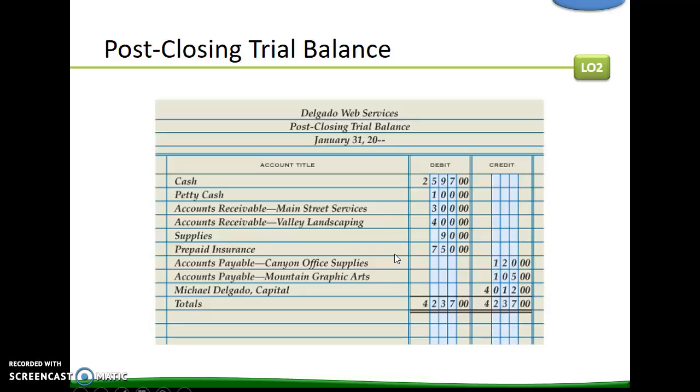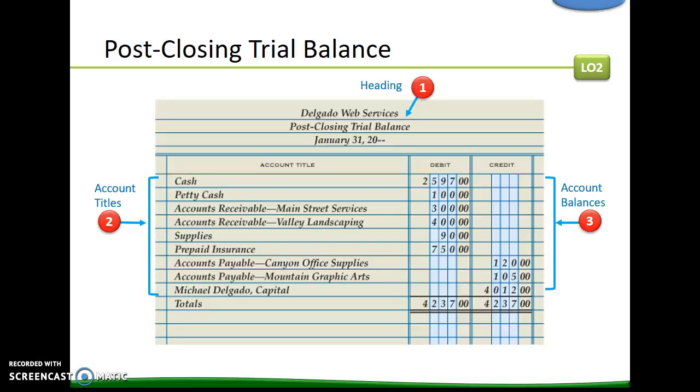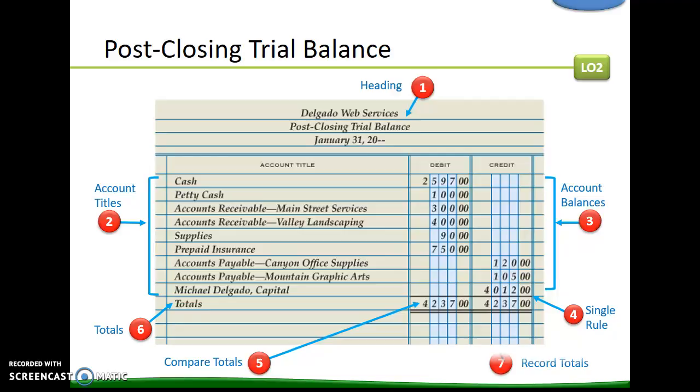We're not reversing them, we're not closing them, we're not taking the debits and making them credits, or taking the credits and making them debits like we did when we closed them. We are simply putting them in here to make sure our debits and credits equal. These are all the accounts that have balances from the general ledger. So we have the heading, the account titles, account balances, and then a single rule. Compare the totals. They should equal. Your debits must always equal your credits. Here are your totals, and then you record the totals and double rule.